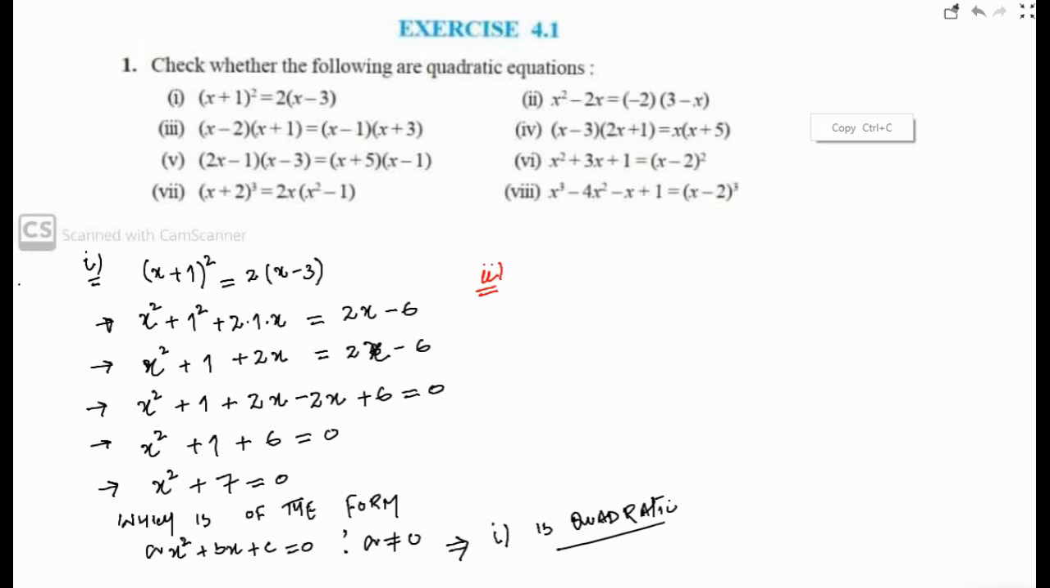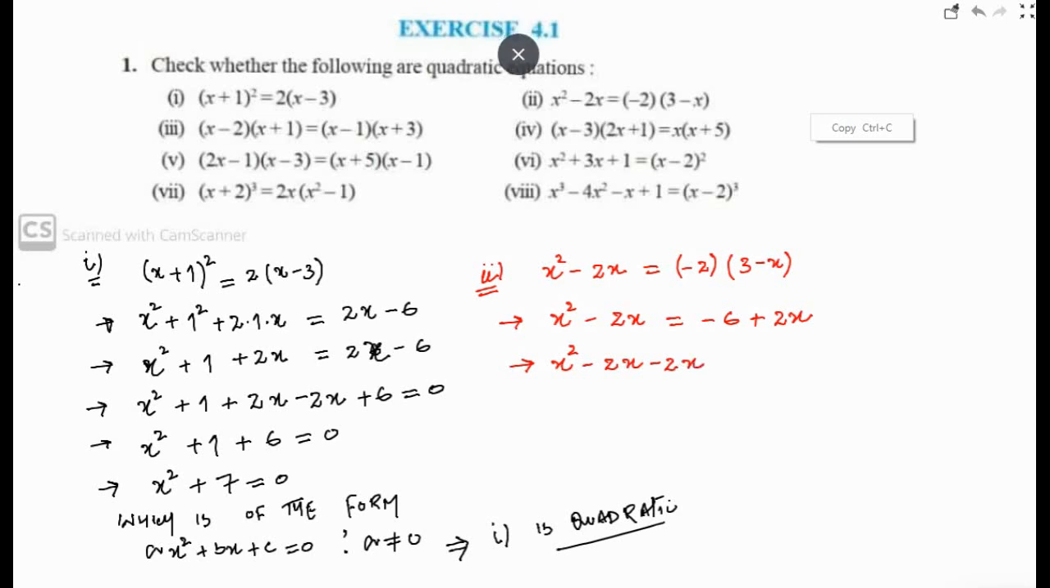Part number second is x square minus 2x equal to minus 2 times (3 minus x). So here you will get x square minus 2x equal to minus 6 plus 2x. Now this is x square, this is minus 2x, this 2x will be shifted so you get minus 2x here, and this 6 will be shifted to plus 6, equal to 0. So x square minus 4x plus 6.